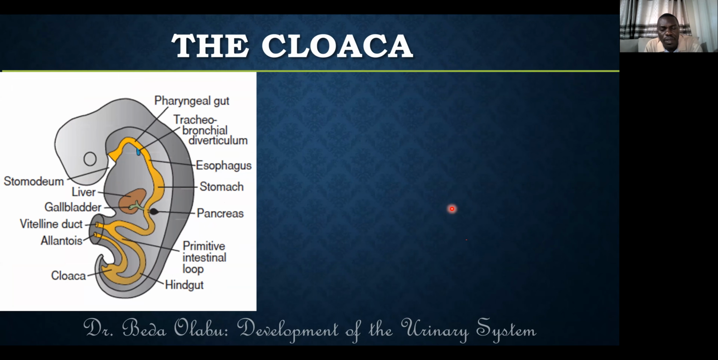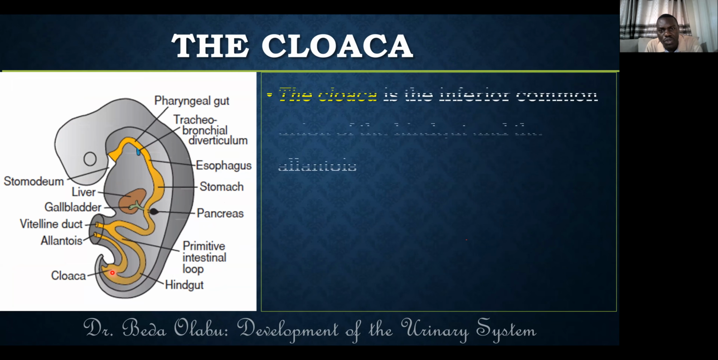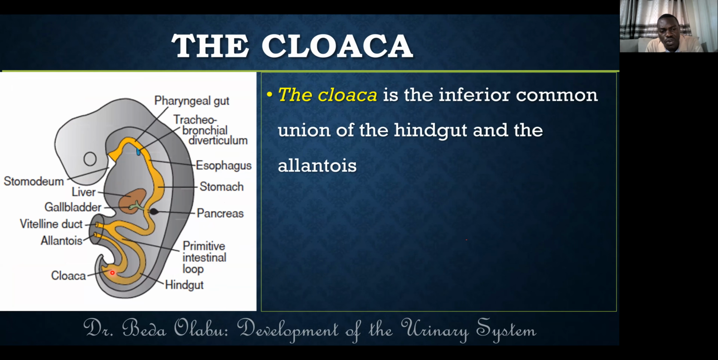Let's say something about the cloaca. So this is a cloaca. The cloaca is a common union for both the hindgut as well as the allantois. Remember, the hindgut represents the lower part of the alimentary canal, specifically the region around the descending colon, sigmoid colon, and the rectum. While the allantois, we talked about allantois as partly involuting and partly being incorporated into the urinary bladder.